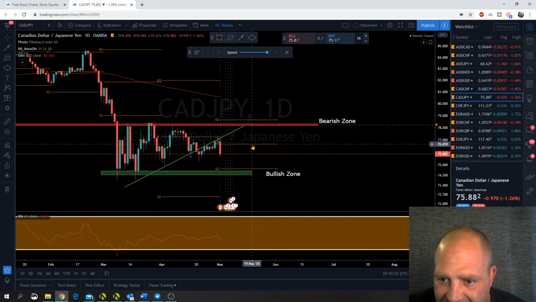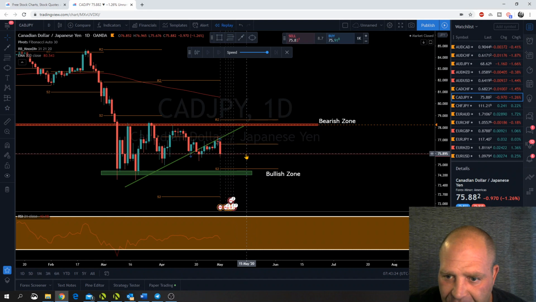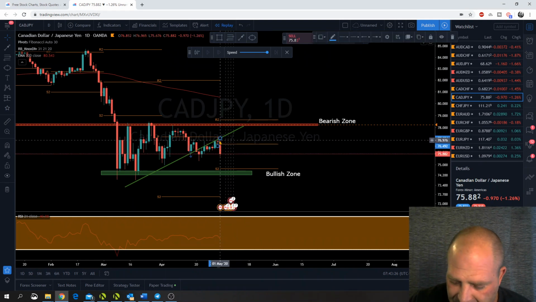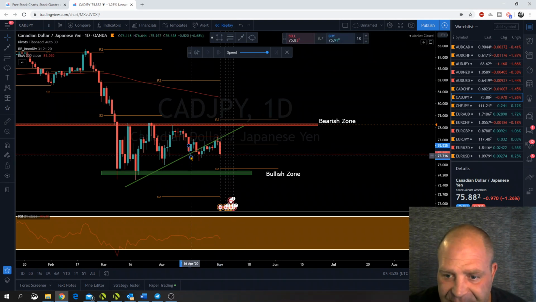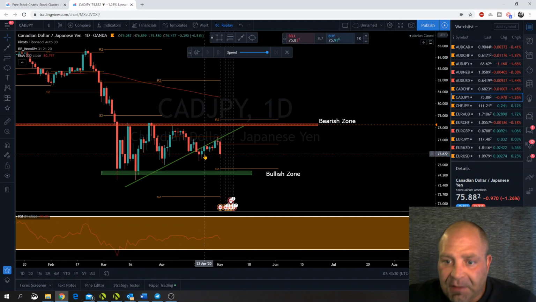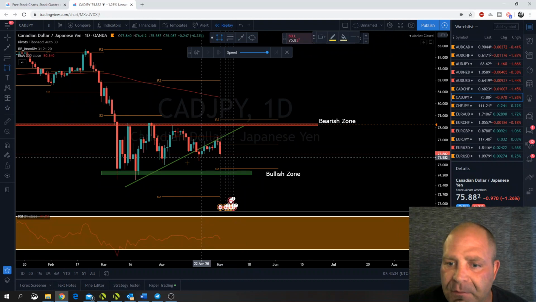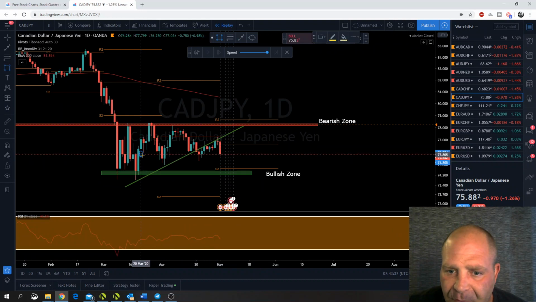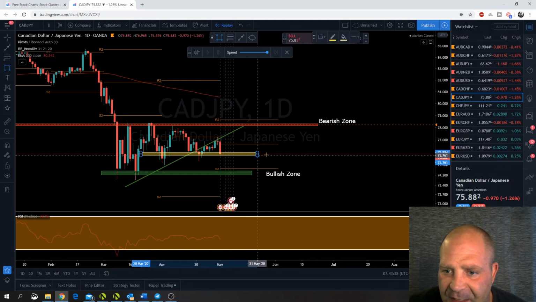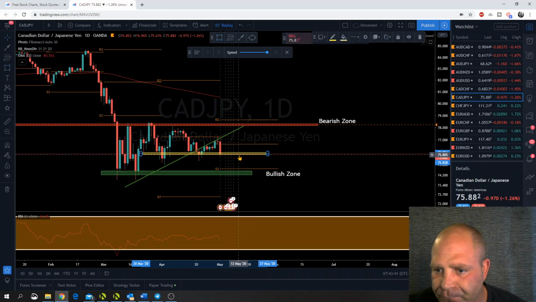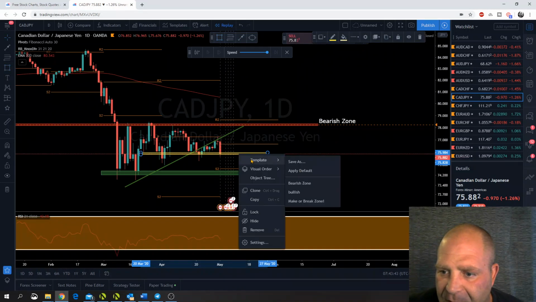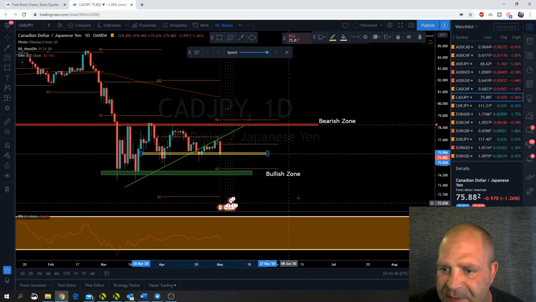So kind of got the same thing working here with CAD JPY. Price got to that pivot level. We're sitting at a horizontal support. We just need to, probably, let's use my new tool. My new tool, guys. So the yellow one, this yellow one, I'm going to call my make or break zone.